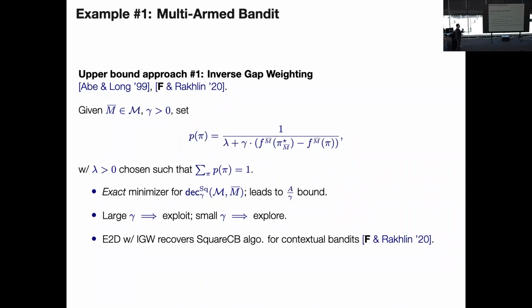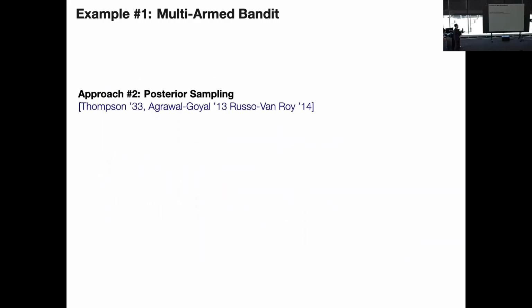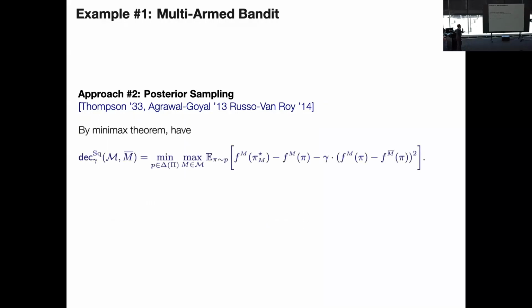Another approach, which is perhaps less obvious, is to appeal to Bayesian methods. Okay, and when I say Bayesian methods, this maybe sounds a little confusing because we've only been working in a frequentist setting up until this point. But the idea is that there's actually a Bayesian counterpart to this DEC whose value is equivalent to the original DEC. And this is a consequence of the min-max theorem.